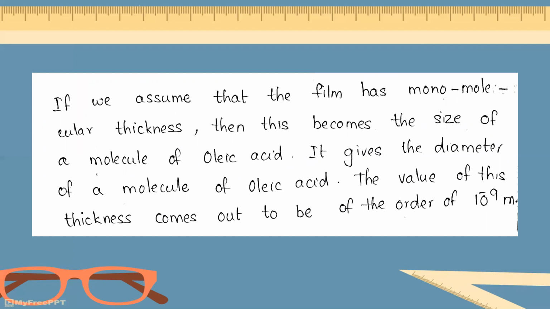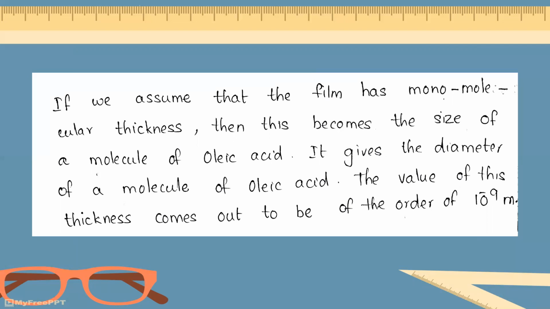I have told you many times that the thickness of this layer is nothing but the size of the molecule of the oleic acid. It gives the diameter of the molecule of oleic acid. The value of this thickness comes out to be of the order of 10 to the power of minus 9 meters. It is called a nanometer. Now you found a very small length, the size of a molecule, using this method.